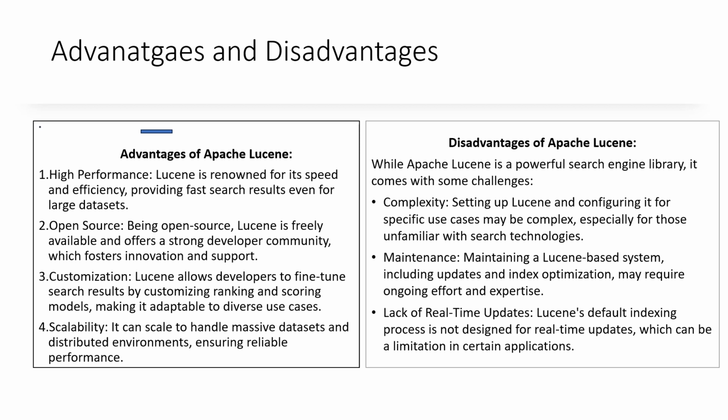Lack of real-time updates. Lucene's default indexing process is not optimized for real-time updates. While it excels in providing fast search results on pre-indexed data, it may not be suitable for applications requiring immediate indexing and retrieval of newly added or updated documents. Implementing real-time updates with Lucene often requires additional customization and may introduce performance overhead.